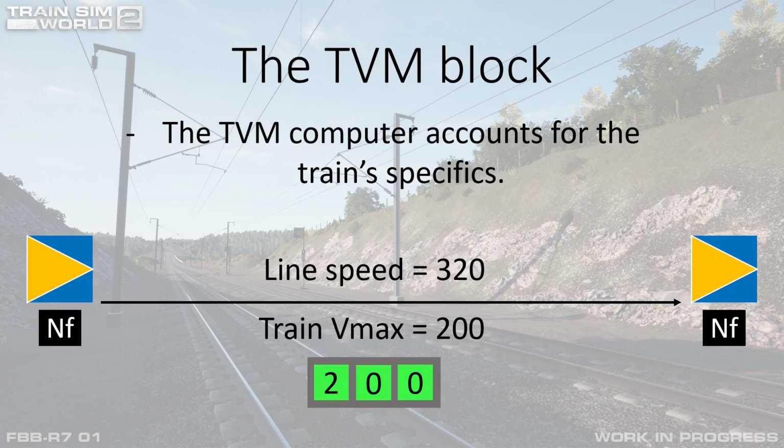One last thing before we end this video. The TVM accounts for the train specifics, which include weight, braking capability, and train max speed. The TVM isn't only capable of showing the max line speed, it can also show the max train speed. So say the line speed is 320, but you're running a locomotive that can only go at 200 km per hour, then the TVM would display 200. In other cases, it would display VL for voie libre, which means that you can run at the maximum allowed speed for your train on this track.